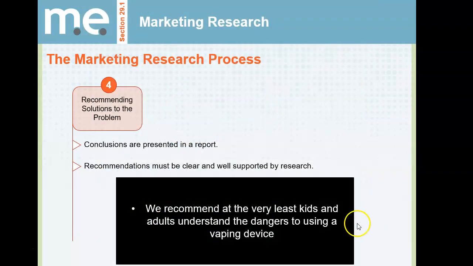So after we've analyzed all the data, we might make some recommendations. We would take our data, have some conclusions, and we might say something like, we recommend at the very least that kids and adults understand the dangers of using a vaping device. That would be just a super basic recommendation, trying to tie back to the example from before.